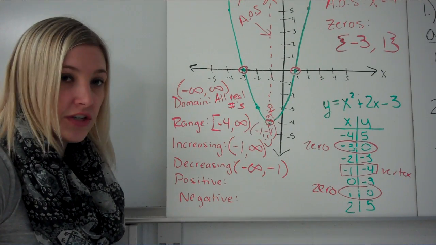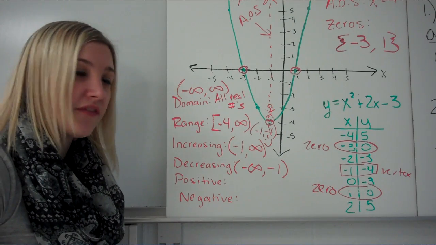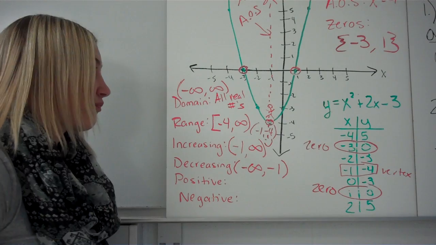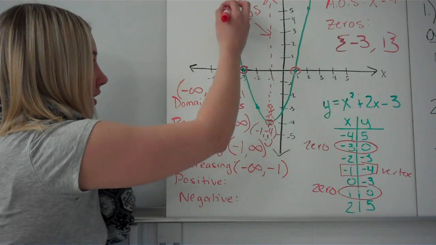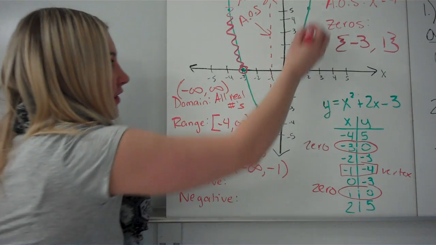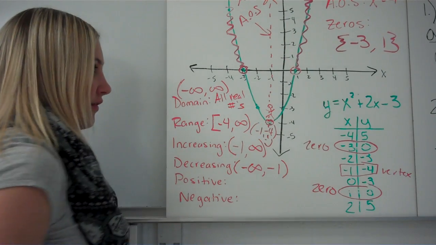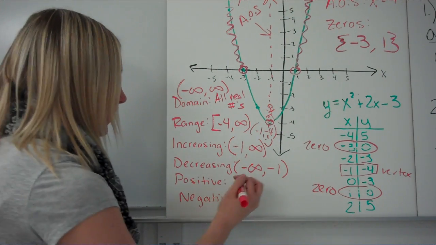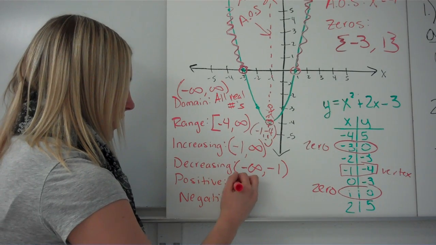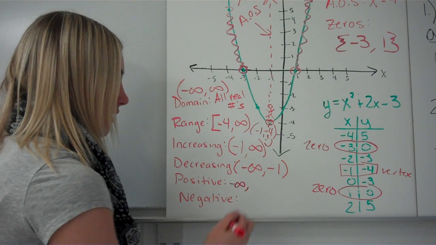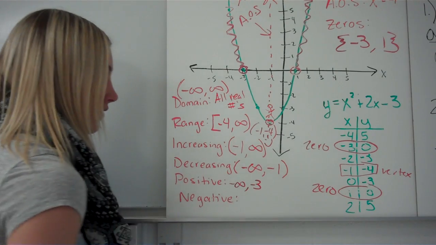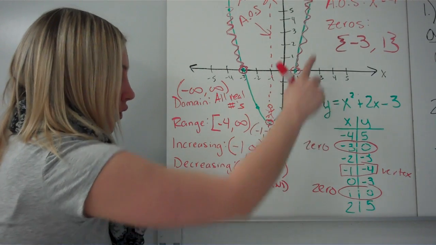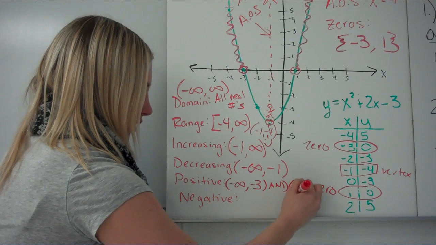All right, the last thing you need to talk about is positive or negative. When is a function positive, or when the y values are positive? So if I look, this is all positive, this is all positive. So there's two separate spots. It's positive from -infinity to -3, and from 1 to infinity.